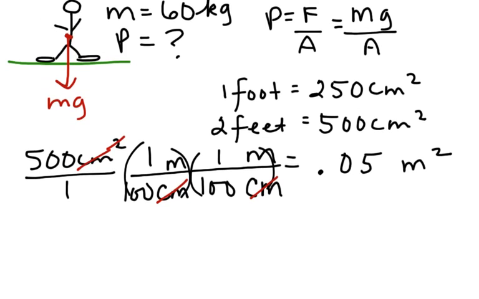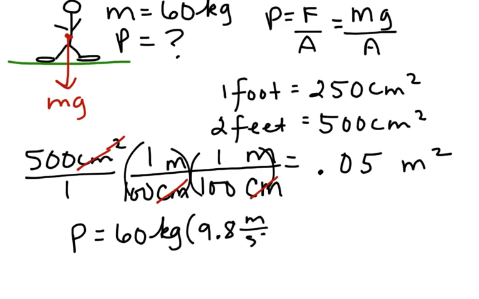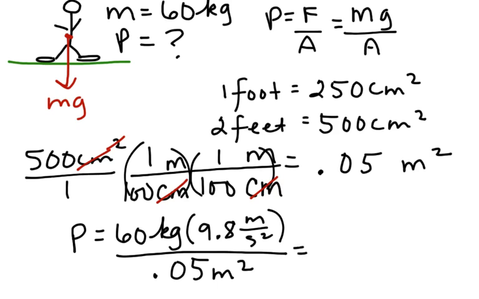So the pressure then, which is going to be the mass of the person, 60 kilograms, multiplied by the acceleration due to gravity, 9.8 meters per second squared, divided by the area of 0.05 square meters, and I get an answer of 12 times 10 to the 3 newtons per square meter.